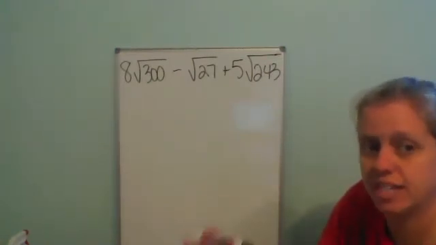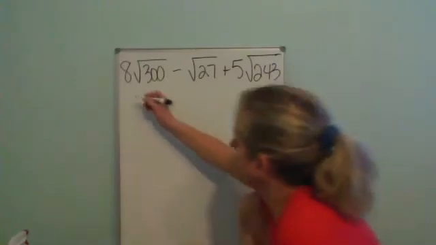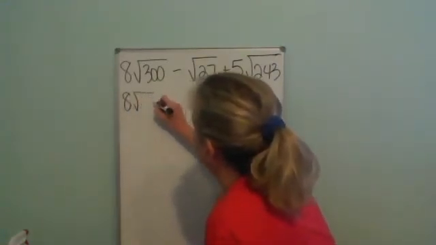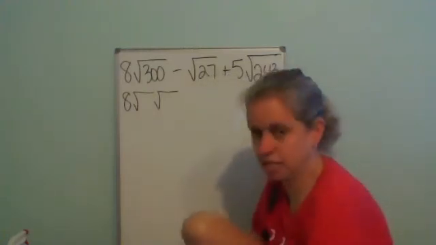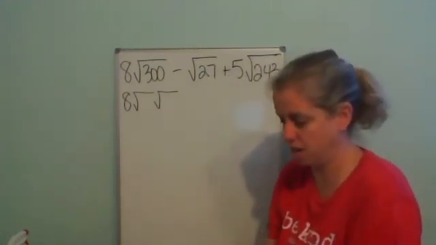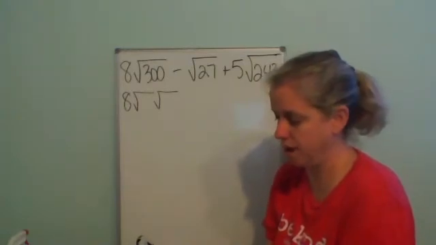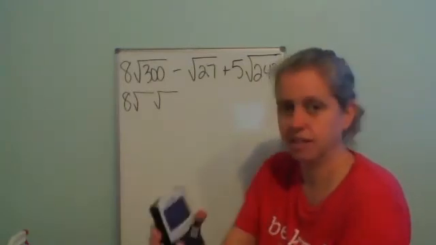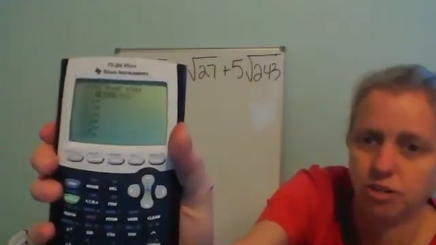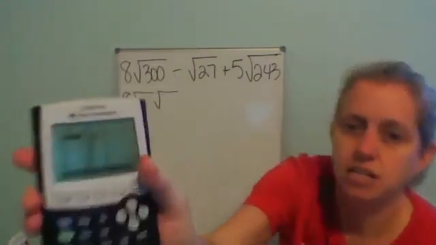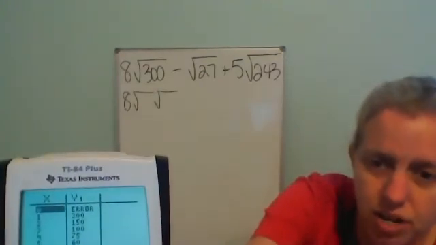So let's see. I can't put any of those together right now, right? None of them have the same radicand. So let's do what we've been doing. Bring down this 8. Break apart the 300. So in the y equals, 300 divided by x, second table. So here's all my ways to get 300.